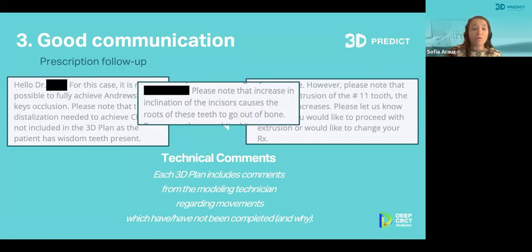So if we are following your prescription and that causes dehiscence and fenestration, and you can see that in your treatment plan, please know that we're just following that prescription, but we're letting you know that that is causing a periodontal issue. Because sometimes doctors that we work with are okay with those treatment plans because they're planning on perio surgery after the treatment is completed, but we wouldn't know that.